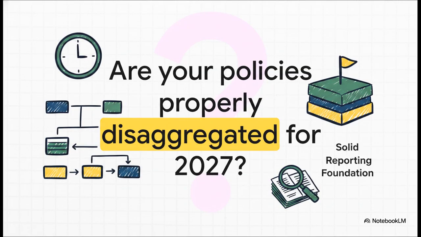Which leaves us with one final, pretty urgent question to consider today. Are your entity's internal data systems actually capable of properly disaggregating your policies in force right now so that you're ready for that January 2027 effective date? The standard is set, the methodology is totally clear, and the clock is officially ticking. Now's the time to ensure your reporting foundation is rock solid.